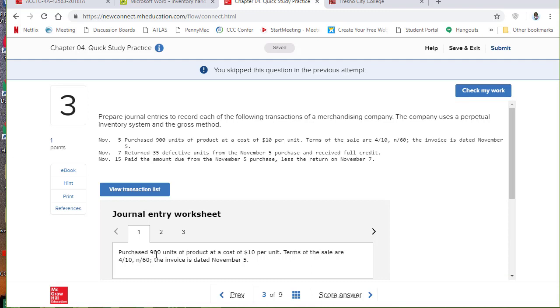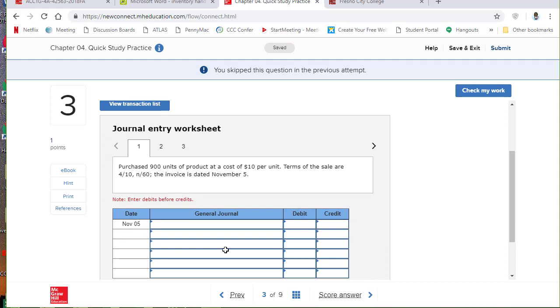So we purchased 900 units of product at a cost of $10 per unit. Terms of the sale are 4/10, n/60, invoice dated November 5th. Keep in mind that we're using a perpetual system. Since we are purchasing, this is from the buyer's perspective. So this is MSK Inc. from the Course Activity item.